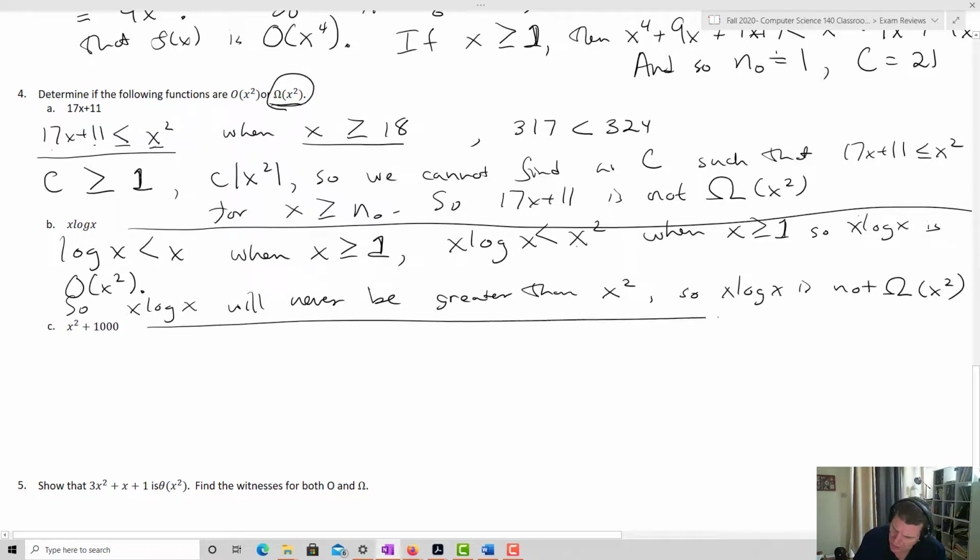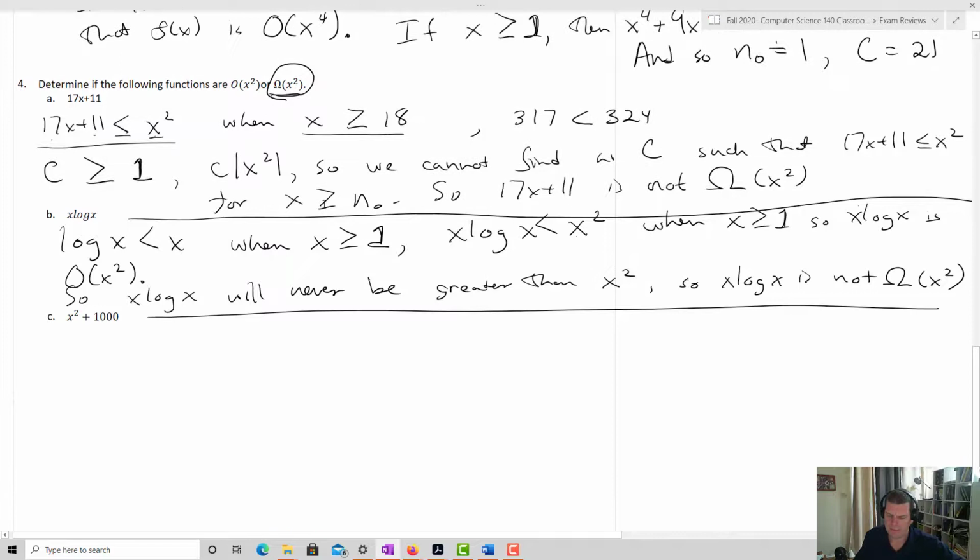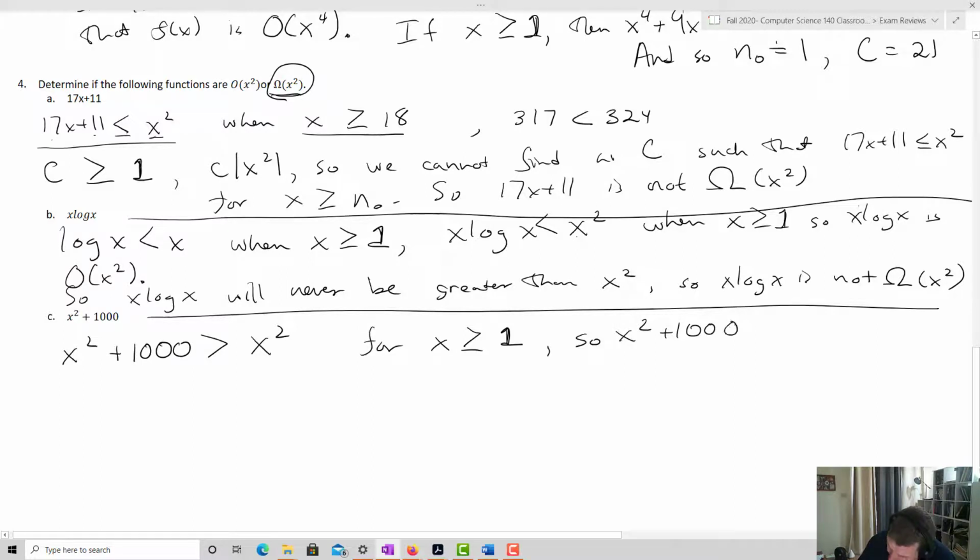What about x squared plus 1,000? Now, the first thing I want to note is that, yes, in fact, this is omega of x squared and O of x squared. So let's take a look at this. Let's examine it a little further. Okay. x squared plus 1,000 is going to be greater than x squared for x greater than or equal to 1. That's just the truth. So x squared plus 1,000 is omega of x squared. That's actually pretty easy to get.